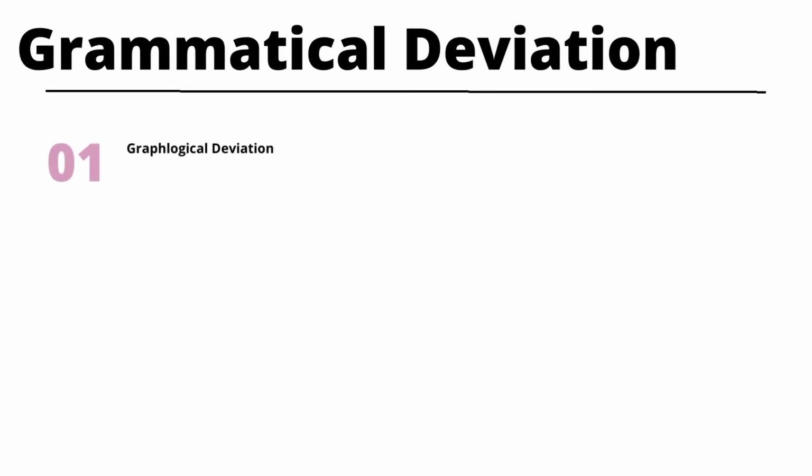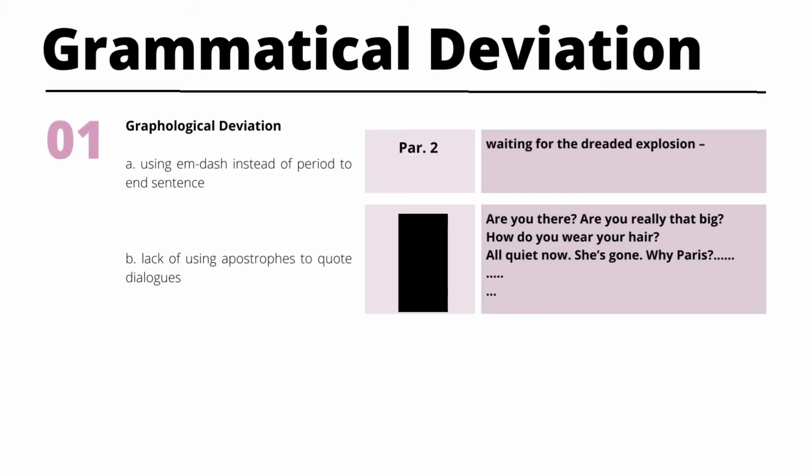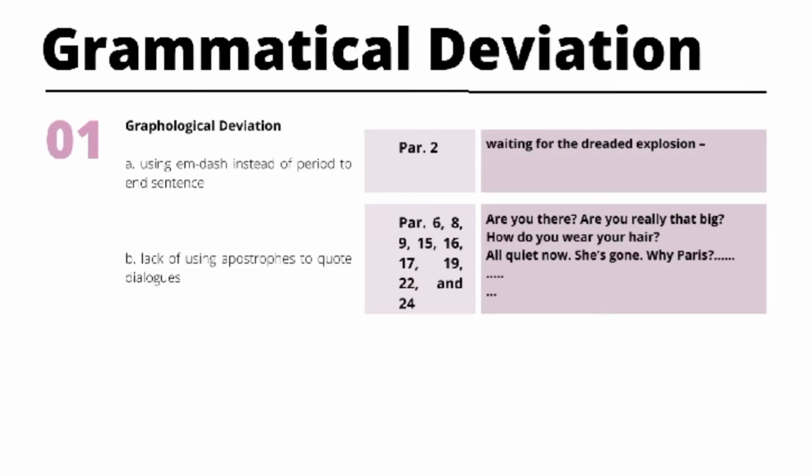So let's continue with graphological deviation, waiting for a dreaded explosion. Instead of using a period to end the sentence, a dash is used. The choice of a dash is used to point out her anticipation of the big lady's dread for explosion. Hence, it serves as a stylistic device to create a dramatic pause. Another parts are 6, 8, 9, 15, 16, 17, 19, 22, and 24.